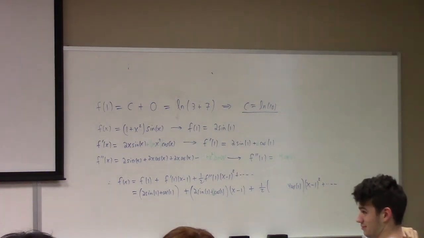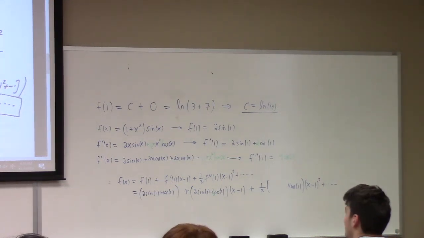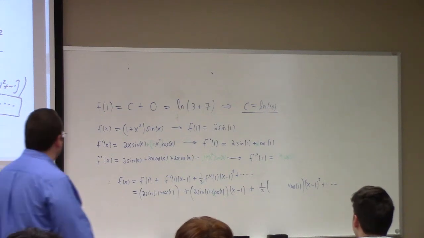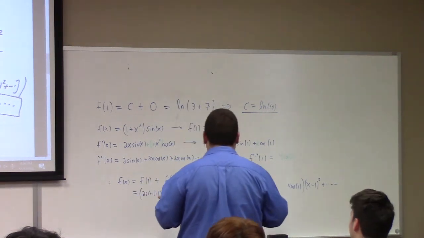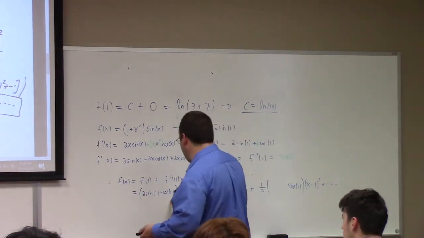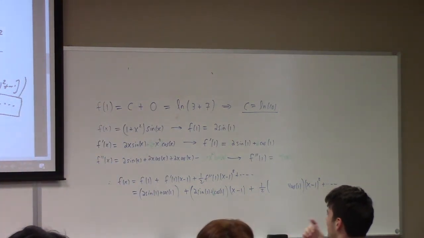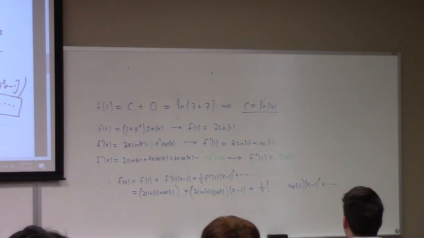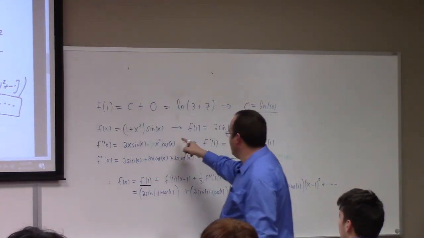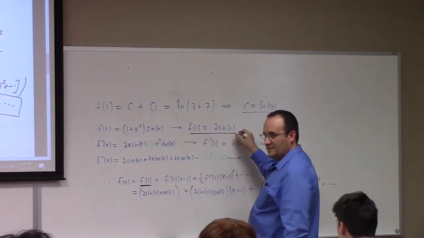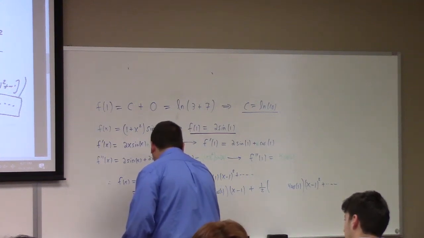Is that what I got here? 2 sine 1. Aw, man. I got no cosine 1. Oh, you guys, look. Here. Is this right? Yeah, well, in your thing up here. Look. F of 1, what did I say it was? 2 sine 1, right? So I'm supposed to write 2 sine of 1 as my constant term.